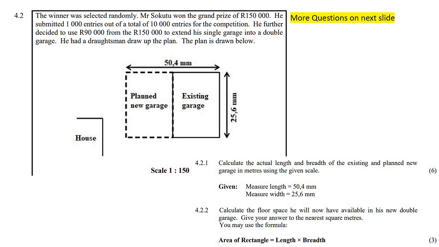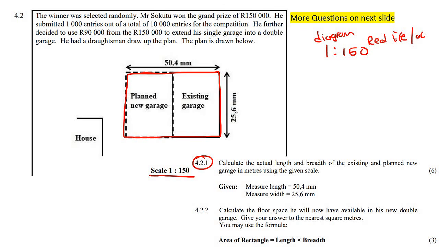Okay, he had a draftsman draw up the plan. The plan is drawn below. Okay, so this first question says, calculate the actual length and breadth of the existing and planned new garage. Okay, I read that a bit weirdly at first, but they just mean this whole part over here. In meters using the given scale. So here's the scale. So it's 1 is to 150. So remember, the 1 is always the smaller one. So this is on the diagram. And then this one is real life.